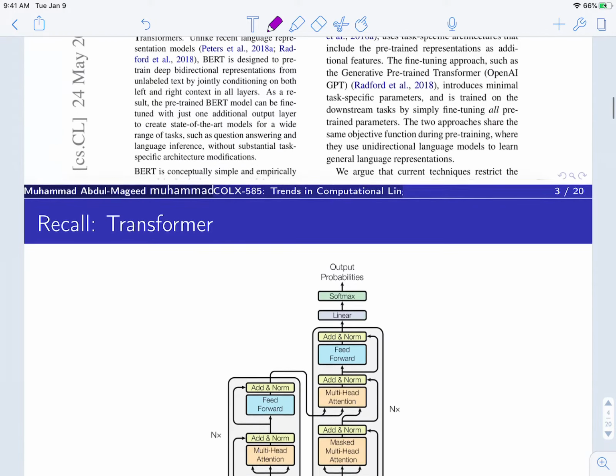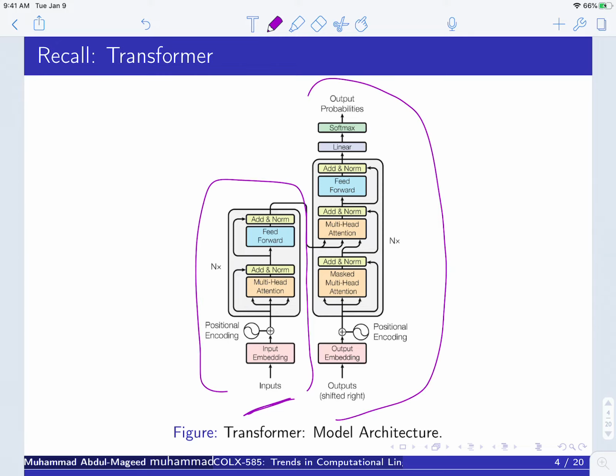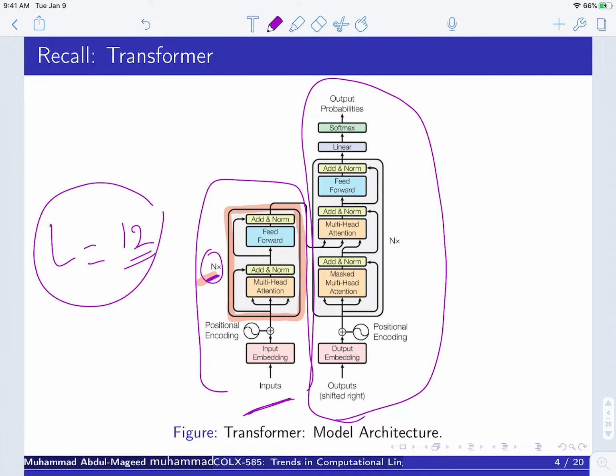Okay, before going to BERT, let's look at the transformer quickly. The transformer had an encoder, which is this part, and it also had a decoder, which is this part. The important thing to remember is that each of them had a number of blocks. So this whole part here was one block, and we can repeat it several times. Let's say we repeat it 12 times, for example. Each of these blocks we can call a block or a layer. So this has L equal to 12 here, if this N is 12.